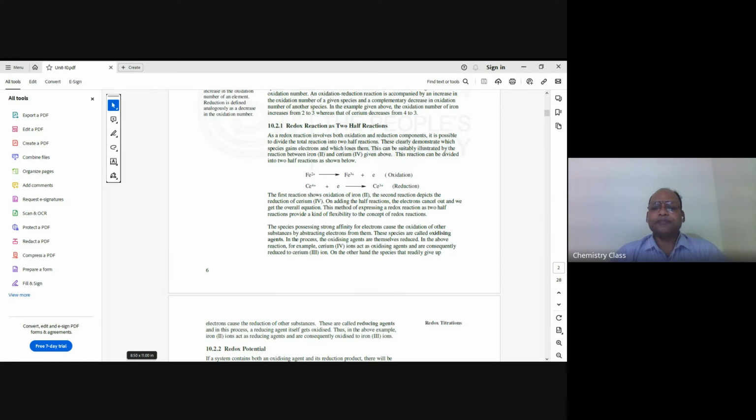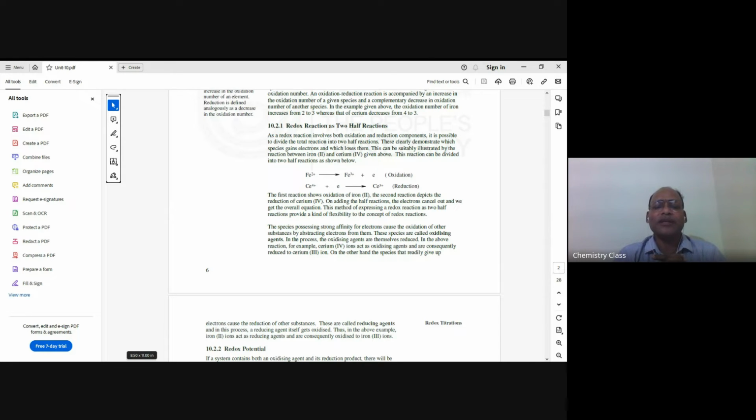If we combine these two reactions, the reaction written in front, Fe2+ gives rise to Fe3+ plus 1 electron, and Se4+ plus 1 electron gives rise to Se3+, with the arrow mark there, you have to write both left-hand sides on one side and both right-hand sides on the other side. So the product side is one side and the reactant side is one side.